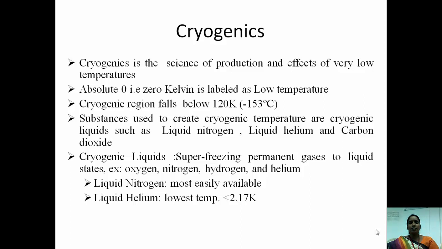Cryogenic liquids are formed by super freezing the permanent gases to liquid states. That is, by cooling oxygen, nitrogen, hydrogen and helium, we create the cryogenic liquids which offer extreme low temperature. Out of these, liquid nitrogen is the most easily available and liquid helium can produce the lowest temperature.